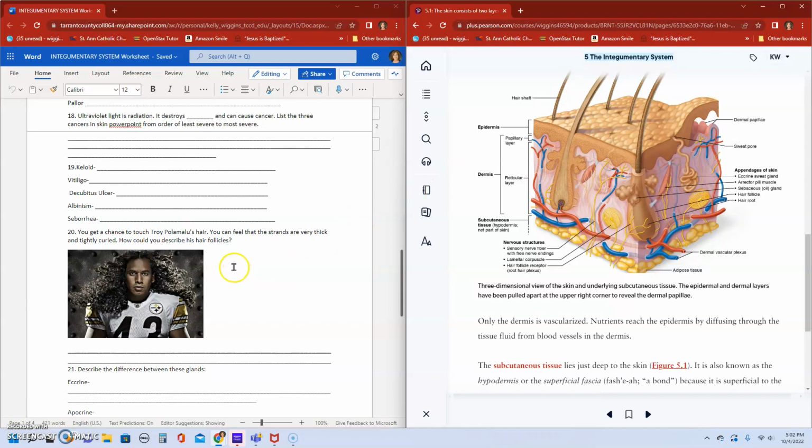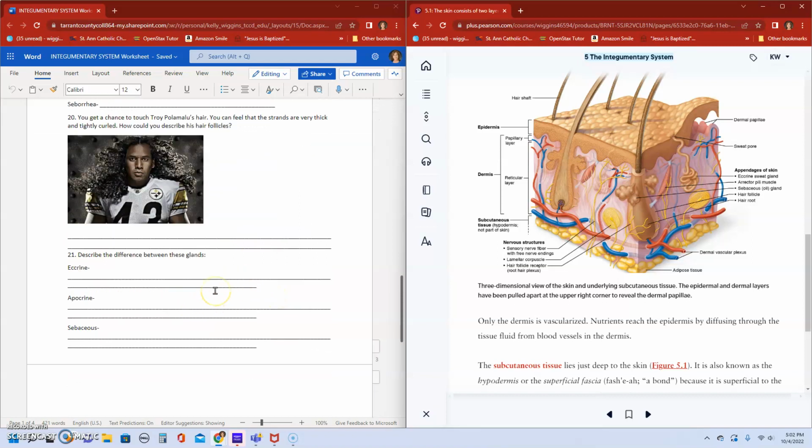You get a chance to touch that hair. You can feel that the strands are very thick and tightly curled. How would you describe his hair follicles? Well, his hair follicles would be wide in diameter, but they would also be fairly skinny in depth. So they wouldn't be round or oval, and they wouldn't even be football shaped. They'd probably be a lot more squished than that.